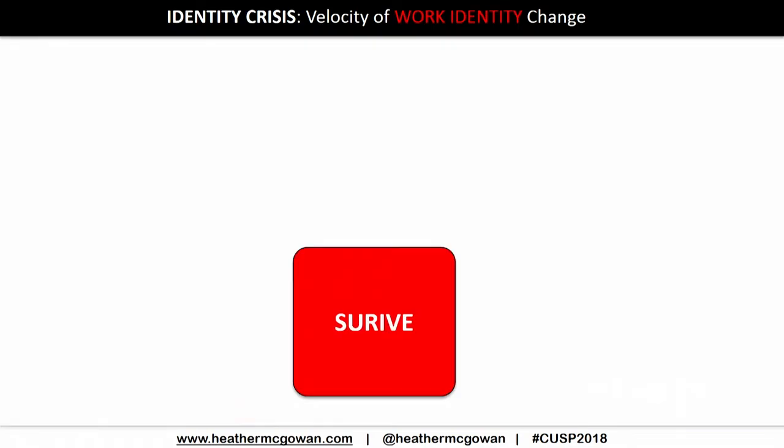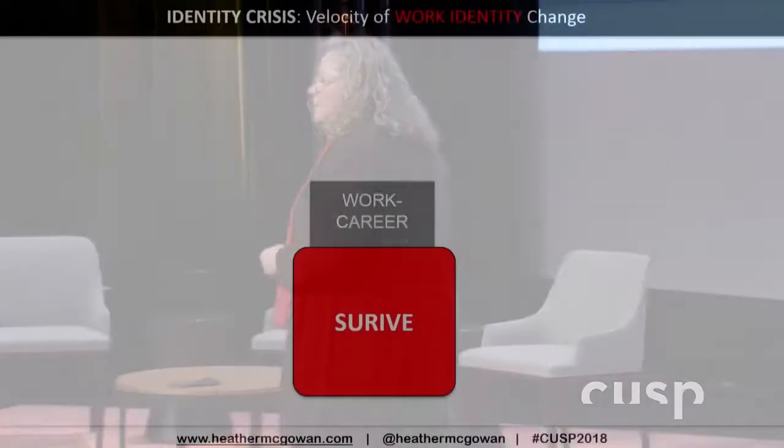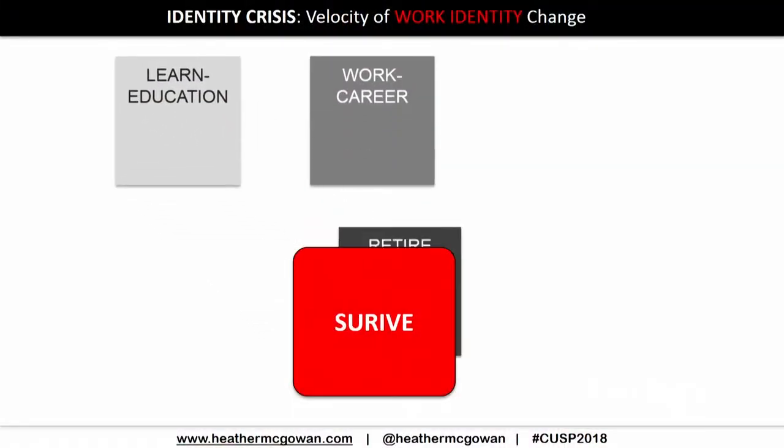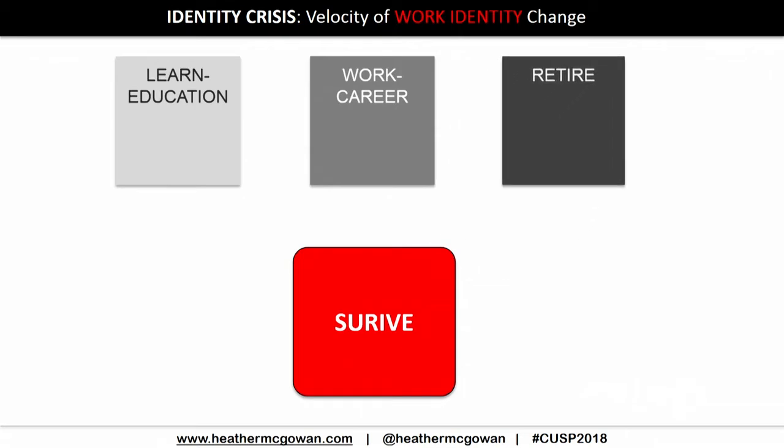So it used to be the only thing you did was survive. That was it. It was your goal. You made it to the end of the day. You were good. Then we created this thing called work. That required we needed something called education. And then we created this thing called retirement. So those 3 boxes of life came out of the bucket of survival.